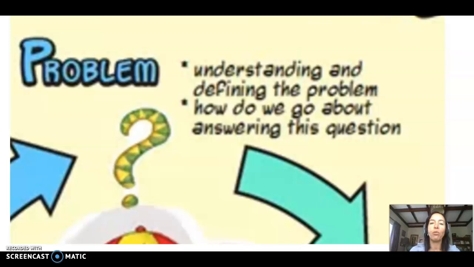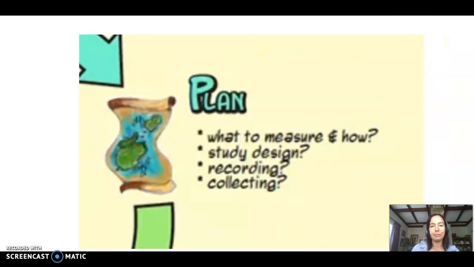Now, obviously, the problem that you have is going to lead on to what kinds of graphs and what kind of data you're looking at. Specifically for this course, we are going to be looking at bivariate data, but it could be any kind of problem. Once you have a problem, you do need to find a way. What is my plan? How am I going to answer this question? What do I need to measure? How am I going to record the data? How am I going to collect the data?